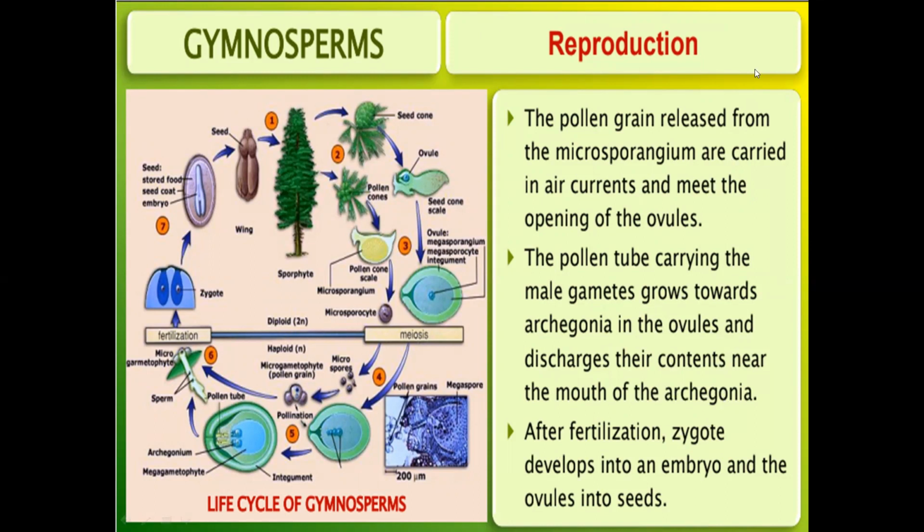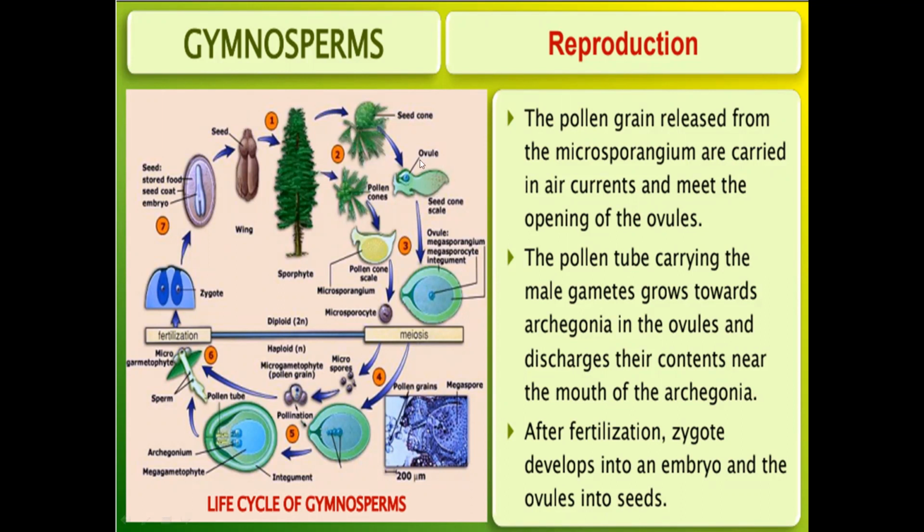This is the seed. This is complicated; in the next slide I have given a simpler version. From the seed you will get a tree. Now this tree will have a pollen cone and a seed cone. Is the pollen cone male or female? The pollen cone is male. The seed cone is female.